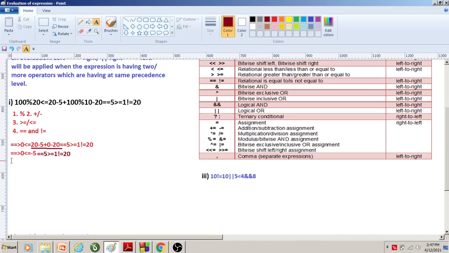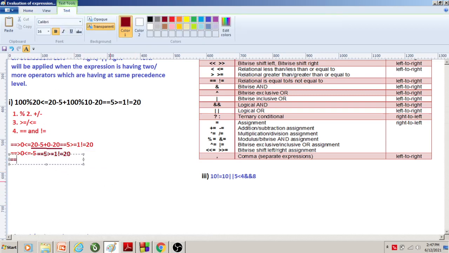So next we start the evaluation. In this expression, less than or equal to will be given the highest priority. Therefore 0 less than or equal to minus 5: 0 is not less than or equal to minus 5, therefore the result is 0. Then 5 greater than or equal to 1, yes, the condition is true, therefore it is 1.